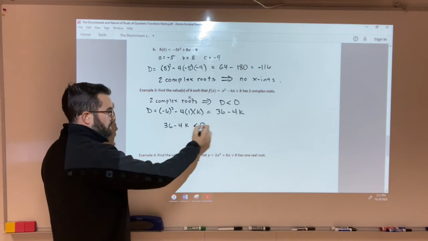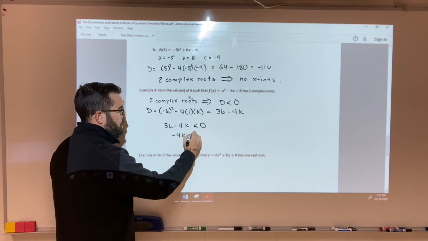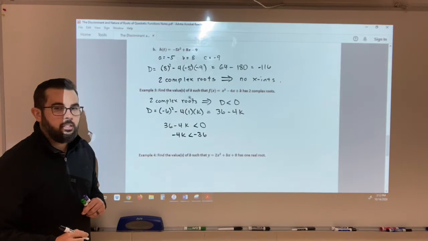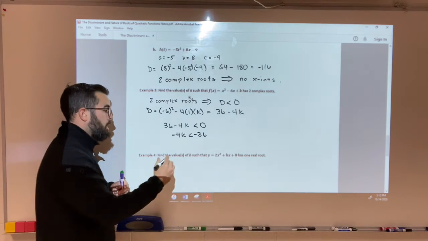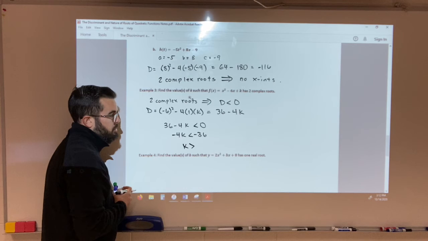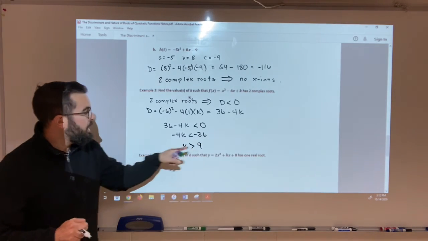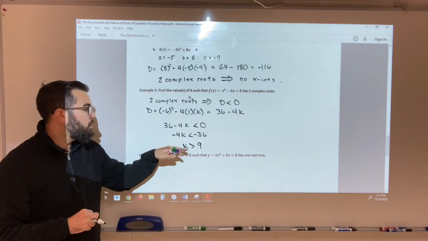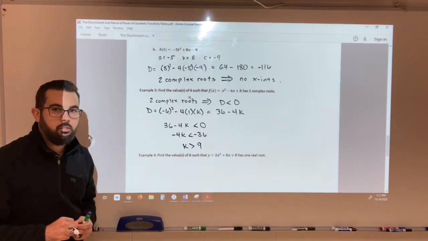All right, so we can solve for k here. It's just an inequality, so subtracting 36 from both sides leaves us with -4k less than -36. Divide by -4, which, dividing by a negative, flips the inequality, and we get that k has to be greater than 9. So any value for k that is greater than 9 is going to produce a function that has two complex roots.